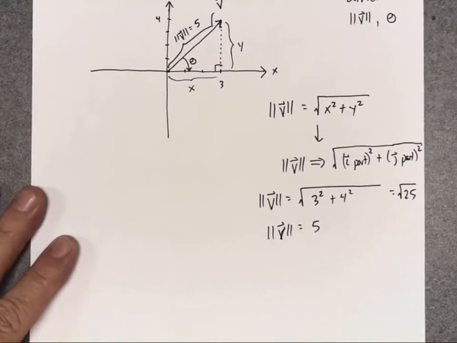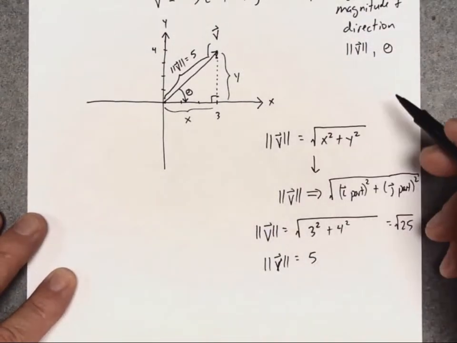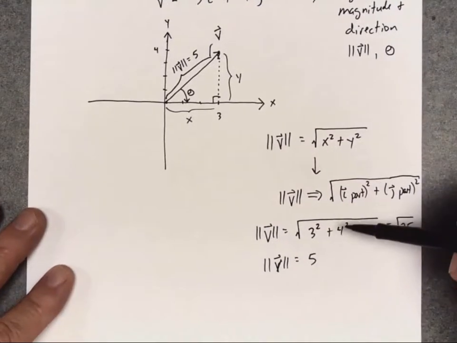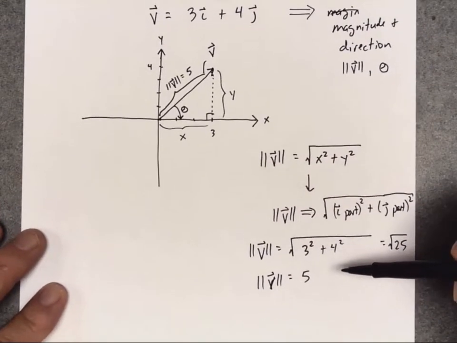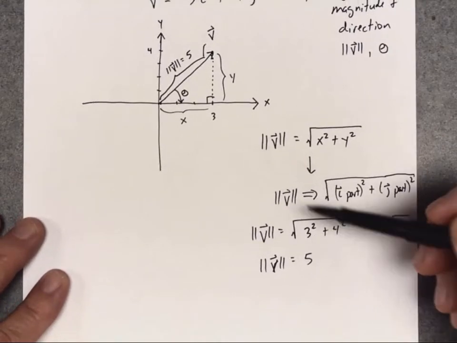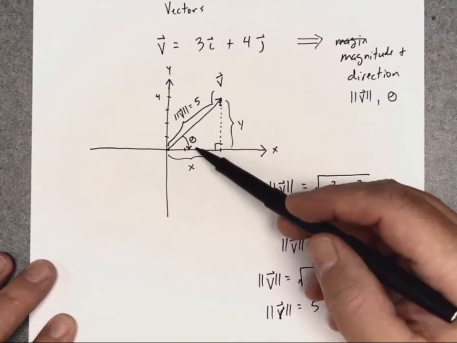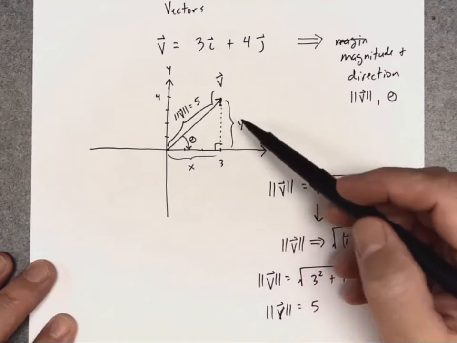Okay, so now we were back to this problem of this vector v. We were given the ij form of it. We're trying to figure out how to convert it to magnitude and direction. We've got the magnitude of the length. Now we were talking about how to find this angle, theta, which will give us the direction. And I was going to say, let's think about trig functions.